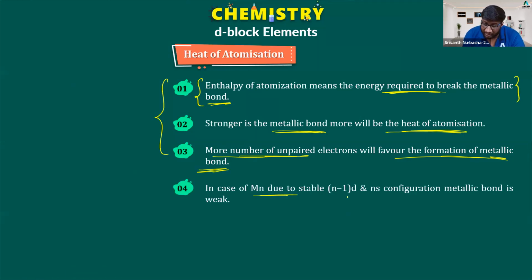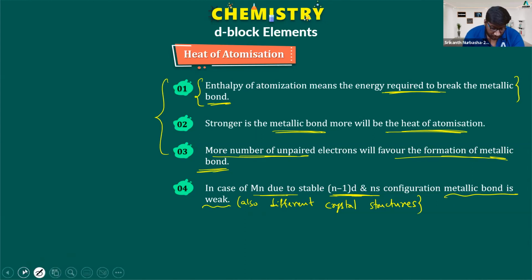In the case of manganese, due to stable N-1 D and Ns configurations, metallic bonding is weak. That's what we have said earlier. In the case of D5 elements or D5 electronic configuration, because of stable electronic configurations and also different crystal structures, the metallic bond is weak.